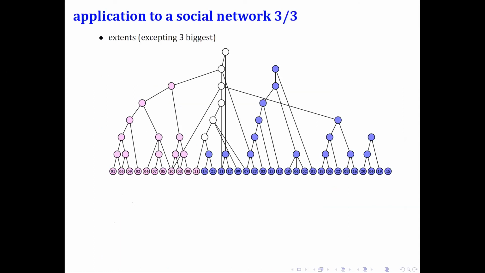So this is a diagram of results of the experiments. Each point is a cluster or extent. We haven't shown the 3 biggest clusters, because this picture would not be readable then. But we can see interesting things. These pink clusters are the girls group, and these blue clusters are the boys group. And we can see rather strict division by gender.